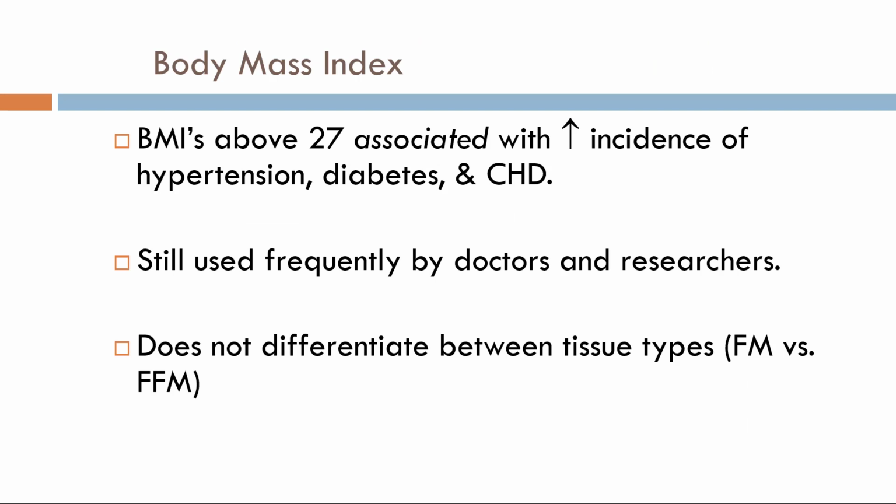So BMIs above 27 are associated, not indicative, but associated with increased incidence of your standard diabetes, coronary heart disease, hypertension, high blood pressure type aspects. It is a horrible assessment for differentiating between fat-free mass and fat mass. And in fact, if you were an athlete at any time in your high school career or college career, you're probably going to be overestimated into obesity.